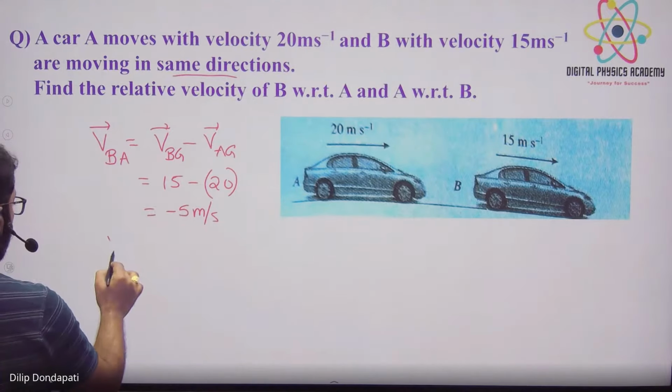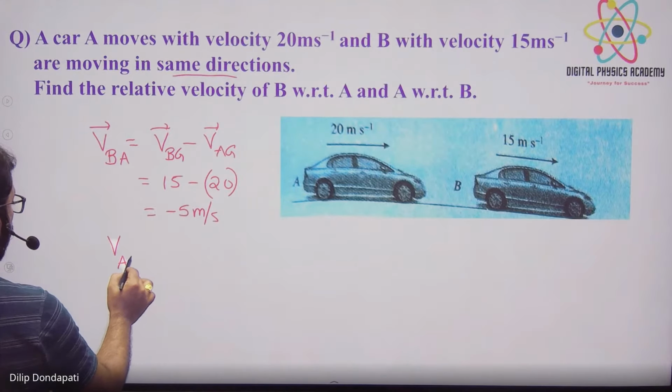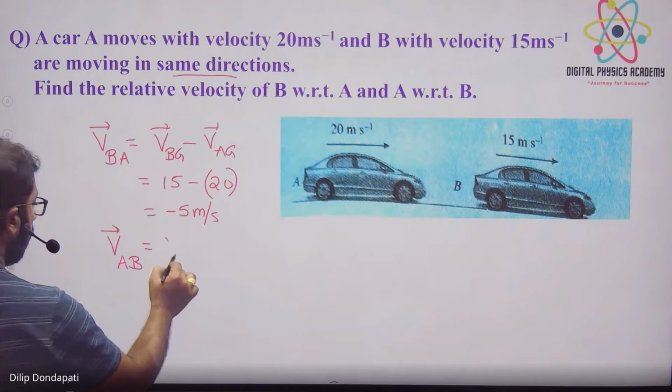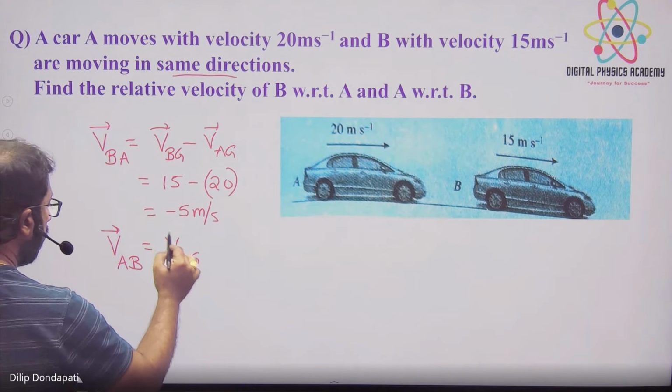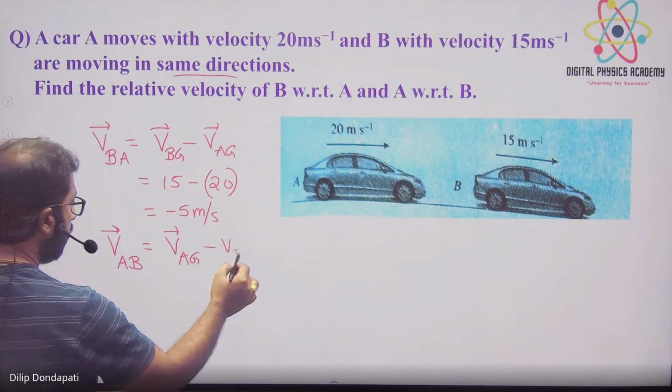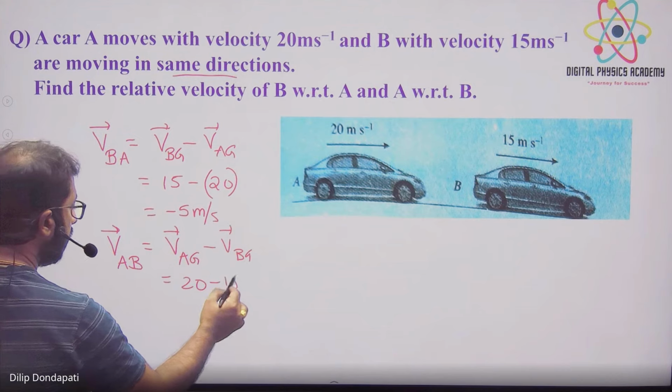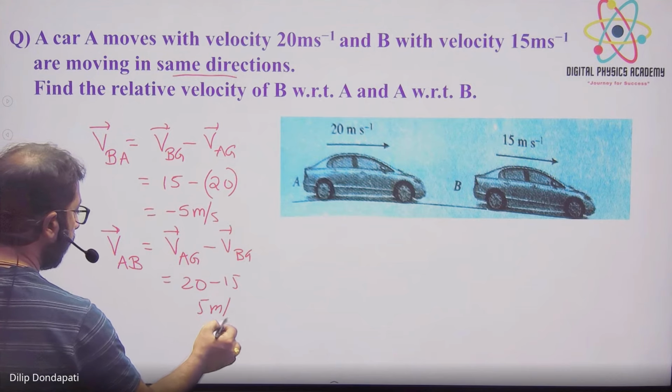So similarly find the velocity of A with respect to B. Velocity of A with respect to ground minus velocity of B with respect to ground. So it is 20 minus 15, which is 5 meters per second.